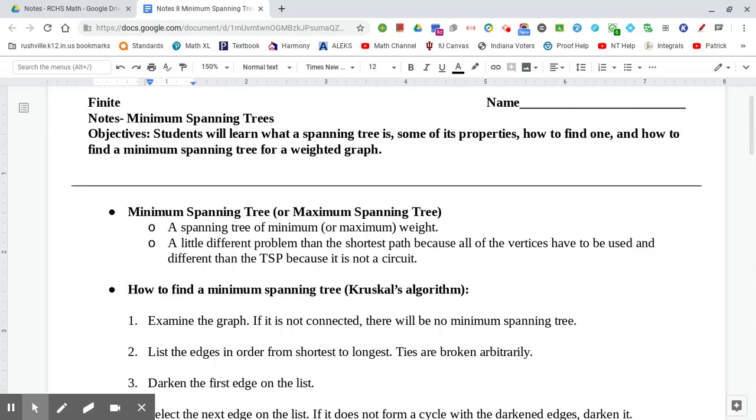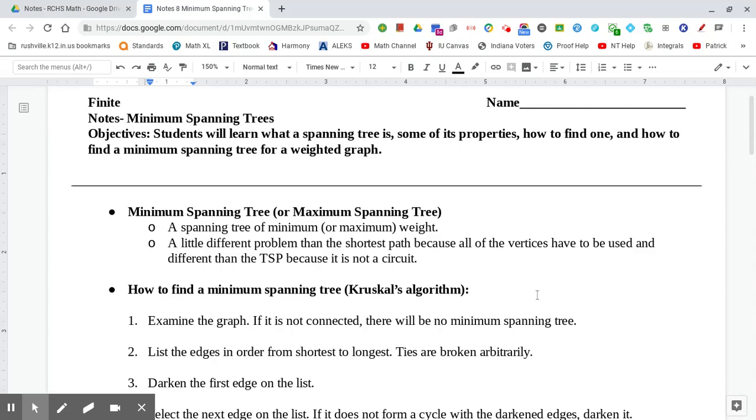All right, so remember, a tree is going to always have one less edge than the number of vertices. Okay, a tree has to be a connected graph. You're going to use all of the vertices. And the last aspect of a tree is the fact that there cannot be any cycles in it.